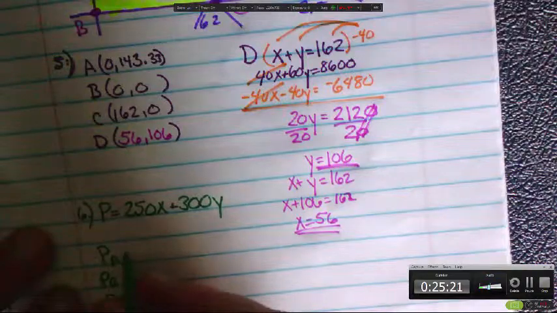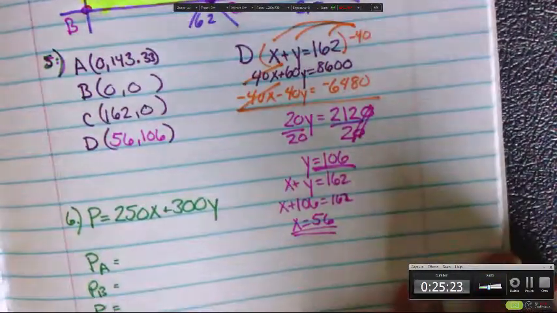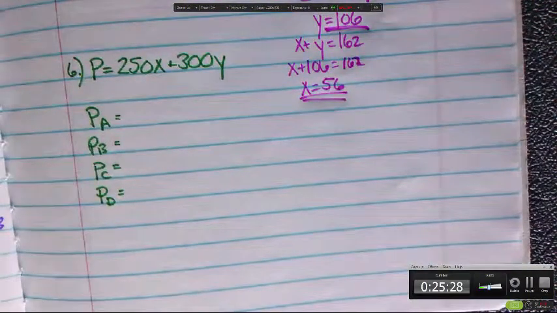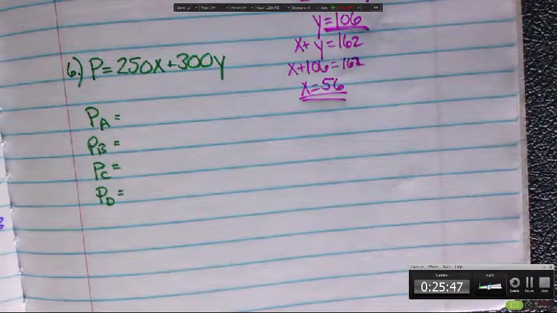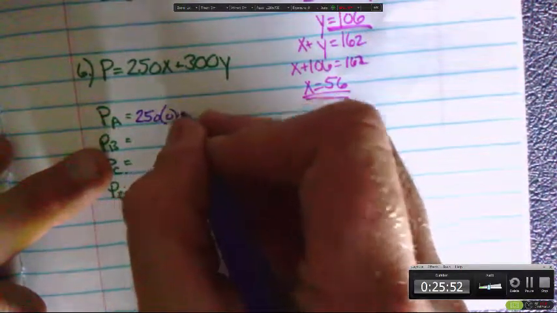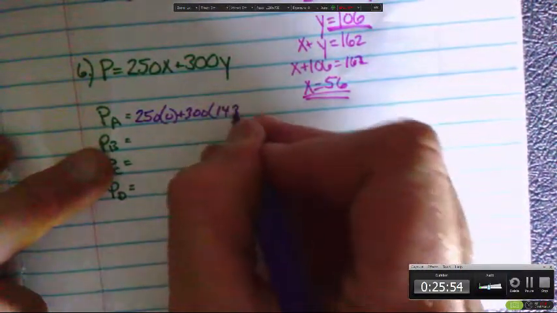Now, obviously, guys, profit of vertex B is kind of redundant, right? If you plant 0 corn and 0 beans, obviously the profit's going to be 0. But just for the sake of showing that we understand the concept, we plug those 4 vertices into the profit equation. A, I think, was at 0, 143.33. So we're just going to plug that in. 0 plus 300 times 143.33.